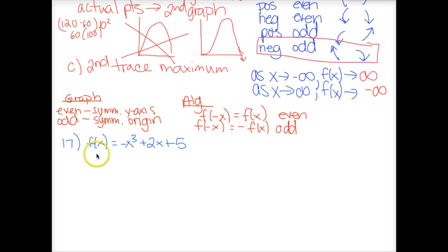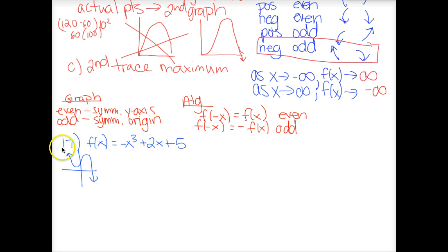methods. So if I'm looking at the graph, I could graph it on my graphing calculator and draw myself a sketch and then ask myself, is this symmetric about the y-axis? Well, if I flip this over the y, no, that doesn't match up. So it's not even, I know that for sure.